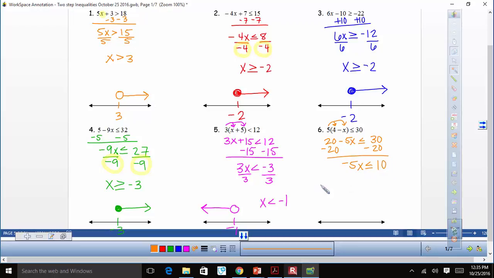Okay. Very good. We divide by negative 5. Very good. So dividing by a negative means our sign flips. So this is going to become x is greater than or equal to negative 2. Come down here, put your tick mark at negative 2. Is it going to be open or closed dot? Closed, going to the right. Very good. Any questions so far?